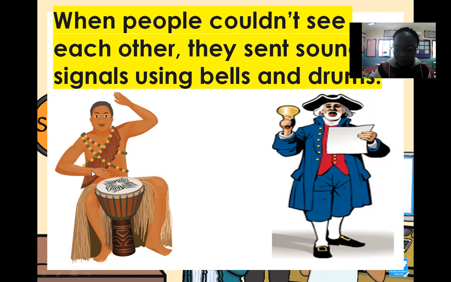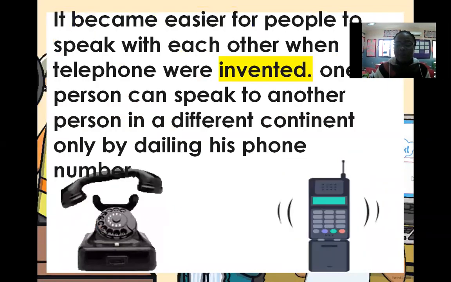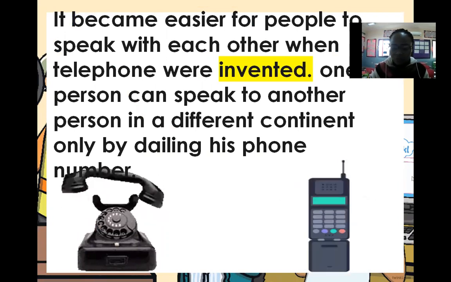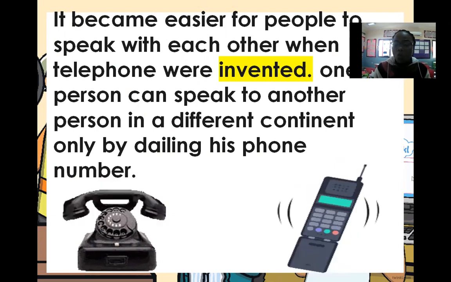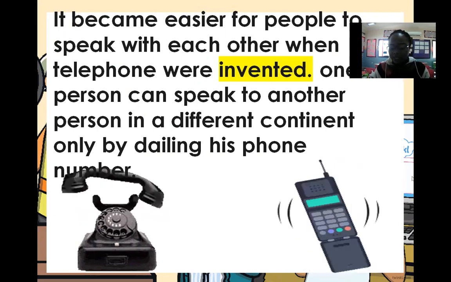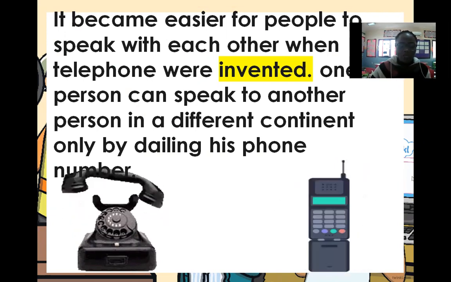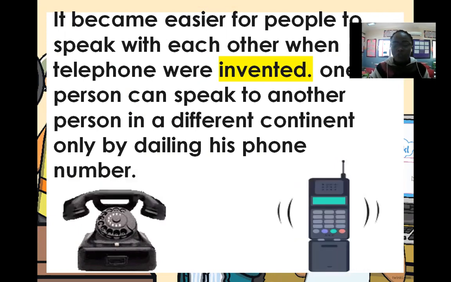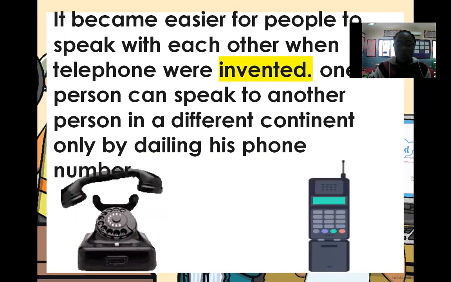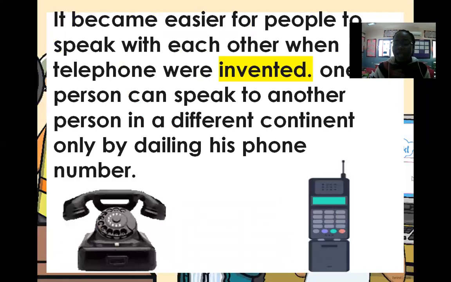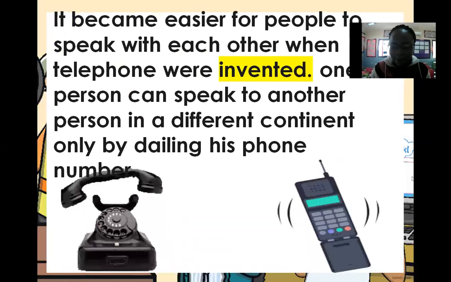Look at this image here. This was in the past when they couldn't see each other. They sent signals using bells and drums. Now, it became easier for people to speak with each other when telephones were invented. One person can speak to another person on a different continent only by dialing his phone number. So now when we don't see our loved ones, we just get their number, dial their phone number, and speak to them.